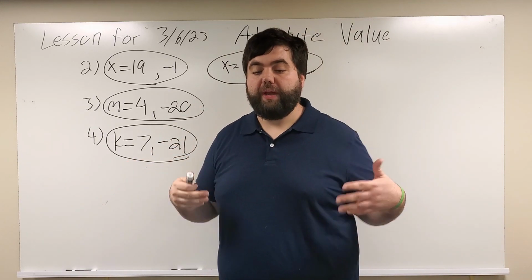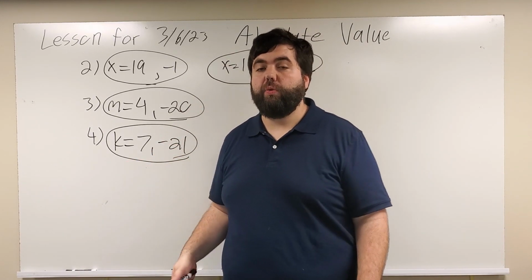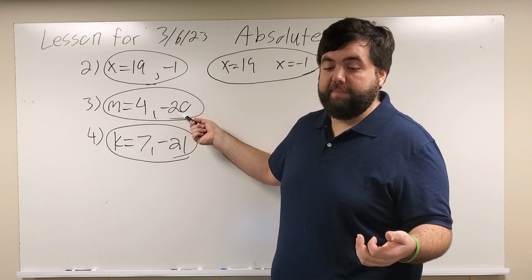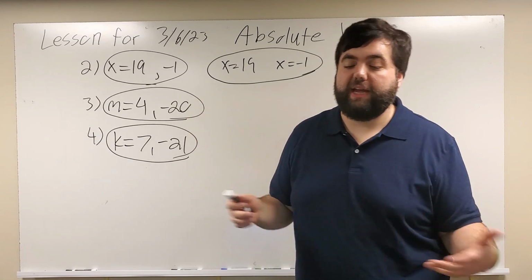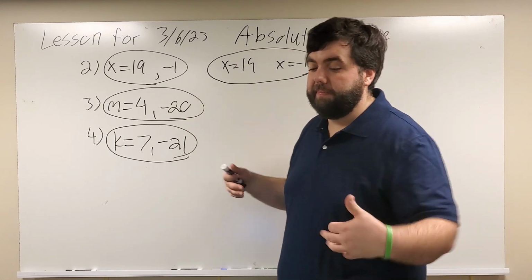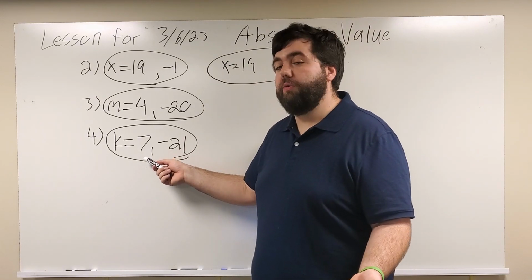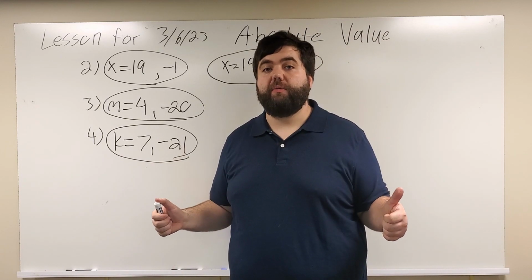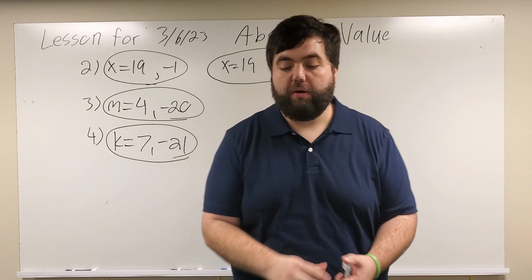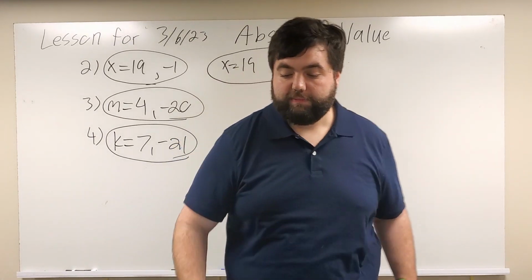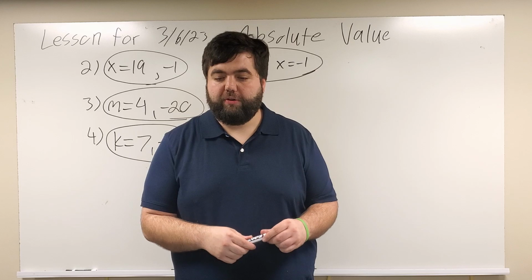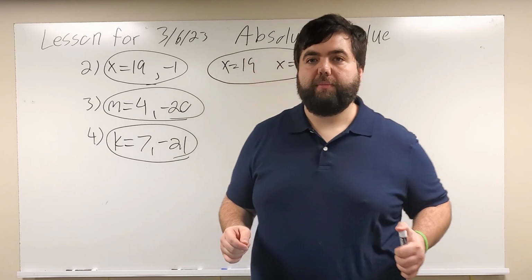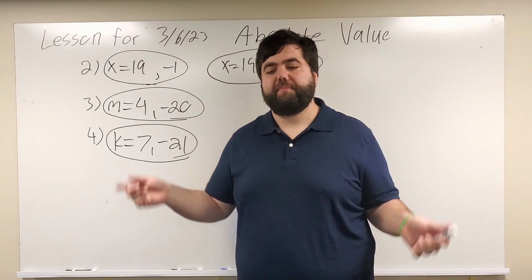Moving on, we have absolute value of n plus 8 equals 12. From there, you should get m equals 4 and m equals negative 20. Again, already isolated. You're just subtracting 8 from both problems. And number 4, we have k equals 7 and k equals negative 21. So hopefully you had luck with those. Continue on and do 5, 6, and 7. I want to talk about number 8. So go ahead and give those next 3 a shot, and we'll get back together.